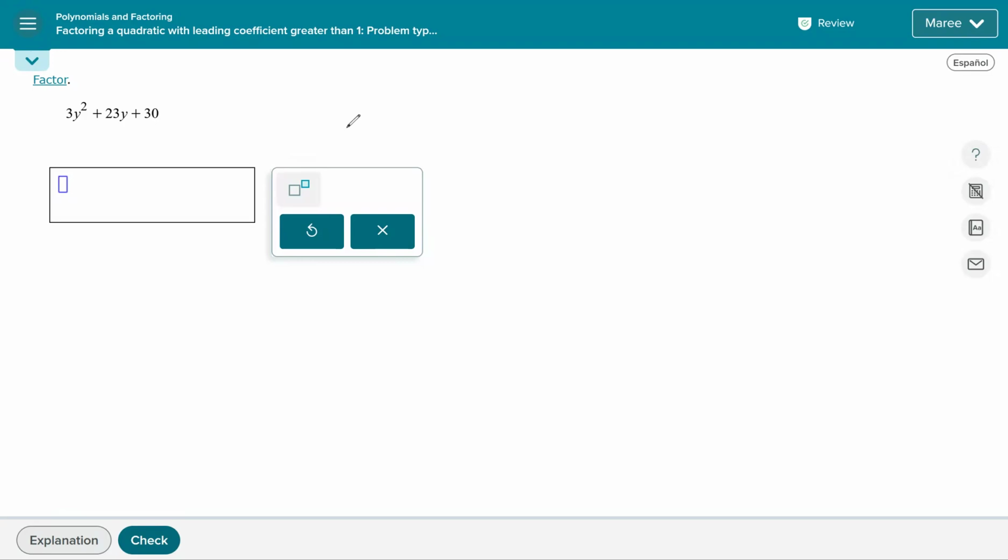So this is how I like to do it. I like to start copying the problem down, but only do the first term without the coefficient. So you do y squared plus 23y, and then multiply 3 times 30. Now, I'm going to circle that 3 so I don't forget. That's something I would tend to do. Then you factor this particular quadratic.